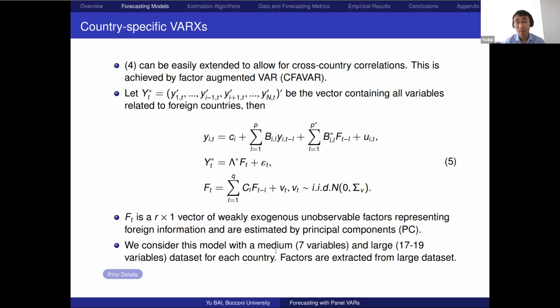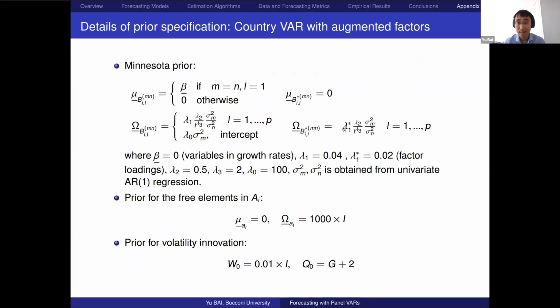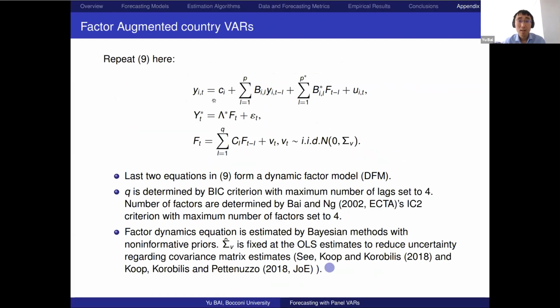For this model, we consider both the medium data set and large data set for the domestic y_it. And for the factors, we always extract them from the larger data set, where we stack all the foreign larger data sets for each country, and we estimate the factors by principal components. So the priors are essentially the same as before, except for the fact that we specify a tighter prior for the loadings for those factors. Okay. Because we set the overall shrinkage parameter at half of the original lambda 1, here I wrote lambda 1 star. So the factor dynamic equations are estimated by diffuse priors following the literature by Koop, Korobilis and Pettenuzzo. And the factors are estimated in a standard way as in Bai and Ng in the 2002 Econometrica paper. Okay.